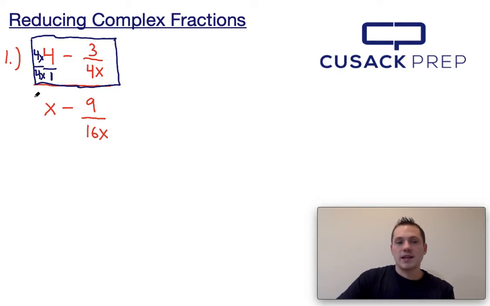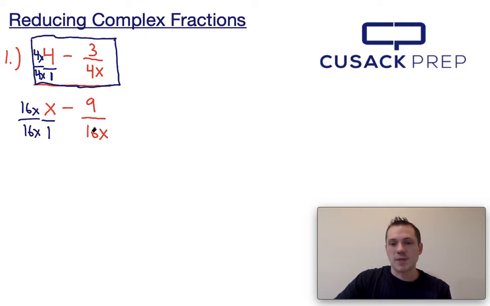Now I'm going to look at the bottom part, and I can see that here x is just the same as x over 1. So this first term needs to be multiplied by 16x over 16x to make sure that it has the same denominator as this part. So let's see what happens when we do that.